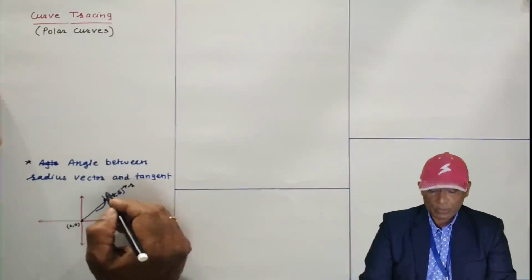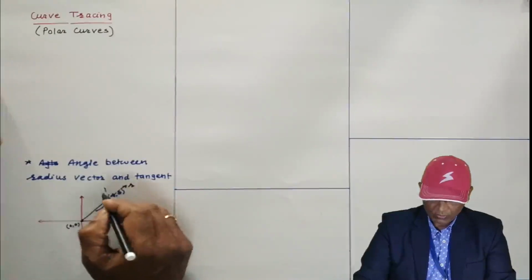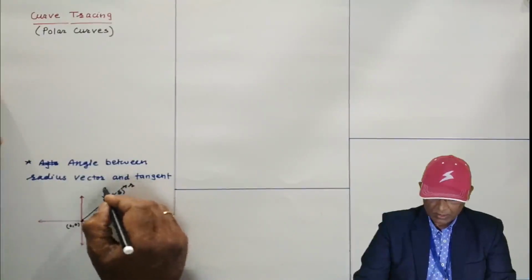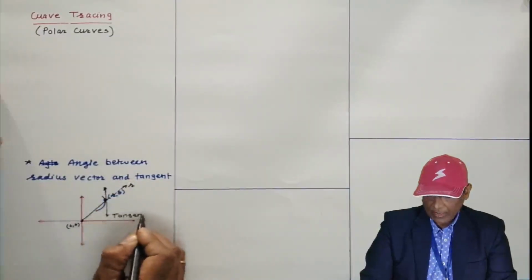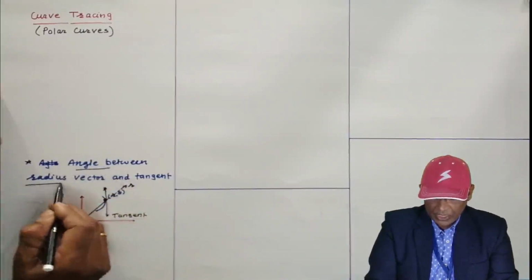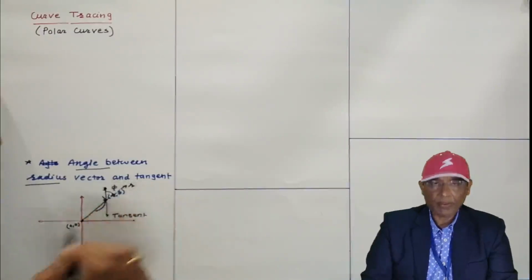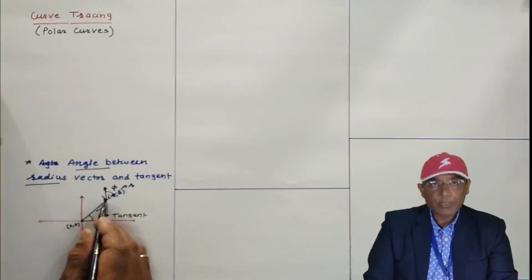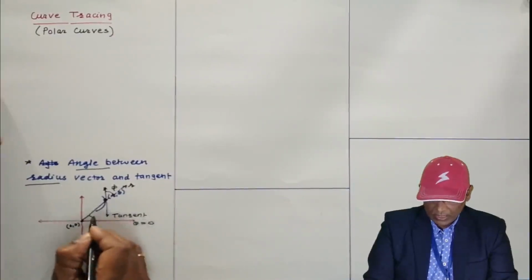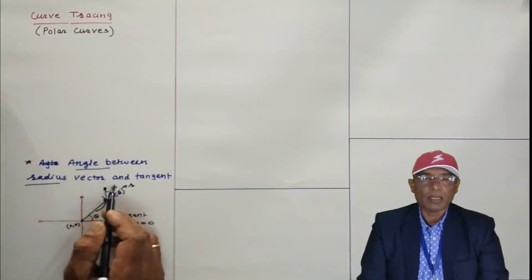I am also drawing the tangent. See, this is a tangent to the curve at r, theta. The angle between the radius vector and the tangent is this angle, and I am denoting this angle by phi. This angle is the angle between the radius vector and the initial line, the horizontal line theta equal to 0, and it is theta. But phi is the angle between the radius vector and the tangent.